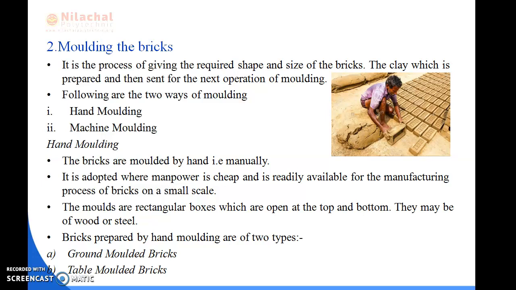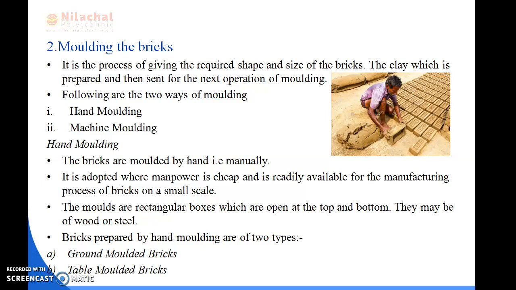In hand molding, I have told you, the bricks are mainly molded by manual labor, or you can say by hand, because manpower is cheap and readily available for the manufacturing of bricks. Then again, hand molding is of 2 types. First is ground molded bricks and second is table molded bricks.